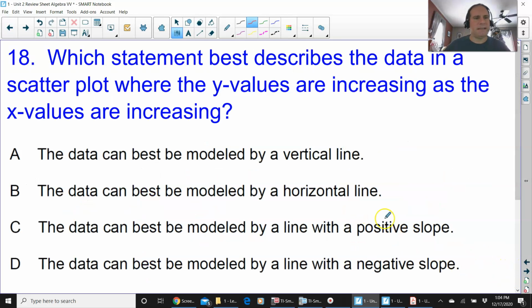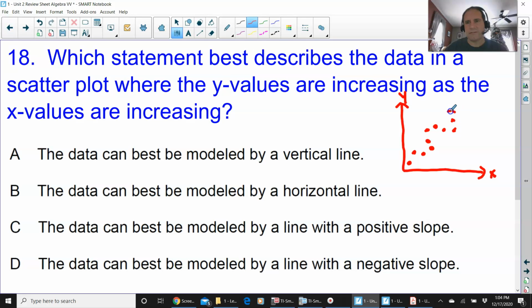All right. Number 18. Which statement best describes the data in the scatter plot where the y values are increasing as the x values are increasing? Okay. So, this really confuses me, so I love to sketch. So this is your x, this is your y. X values are increasing, y values are increasing. So I'm going to make a little scatter plot. Everything's increasing.